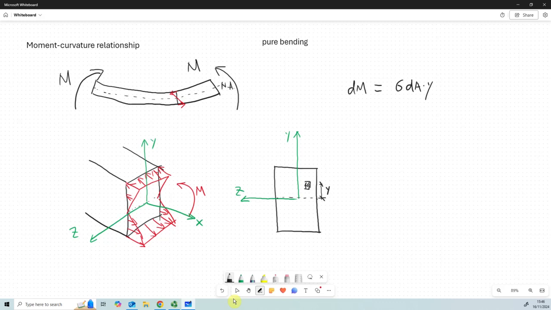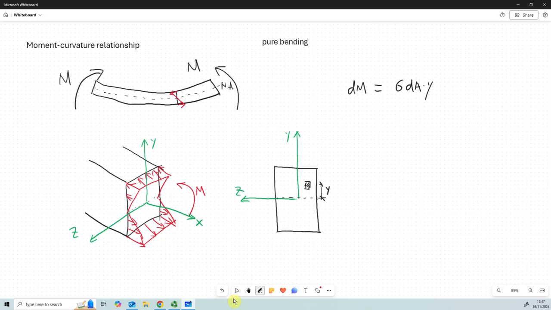Compressive stress goes in the negative direction of the x-axis, so it is negative, and dA is a constant positive. y here is positive. So positive times negative, this term is a negative value. But the direction of dM goes counterclockwise like this. If we see the diagram here, this is positive.